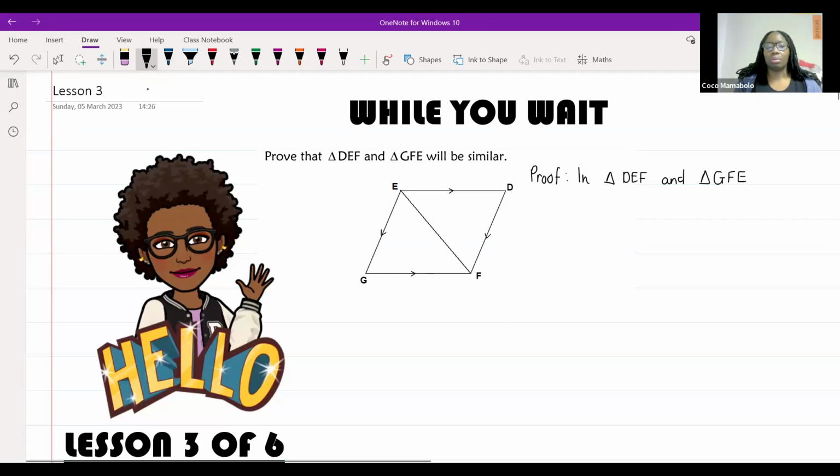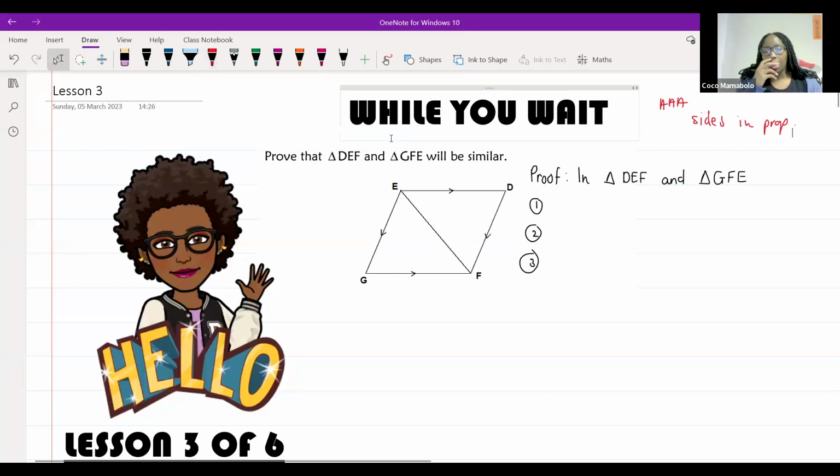Okay, we need to then prove three things. 1, 2, 3, right? Because it's similarity and not congruence, we can only prove either two things. We can either prove angle, angle, angle, or we can prove sides in proportion. Now, in this case, we don't have any sides in proportion, so that's not actually going to help us. We're going to have to use angle, angle, angle here.